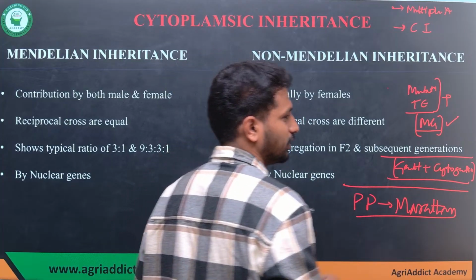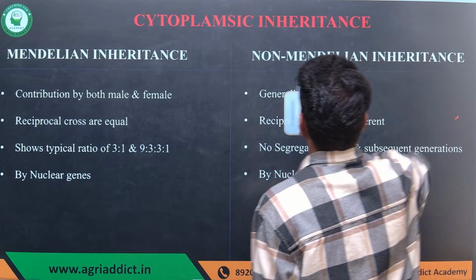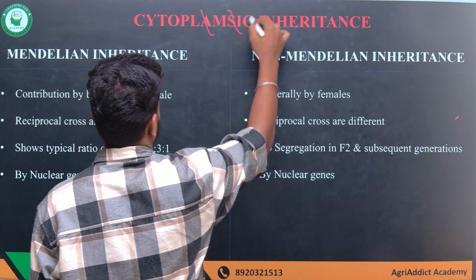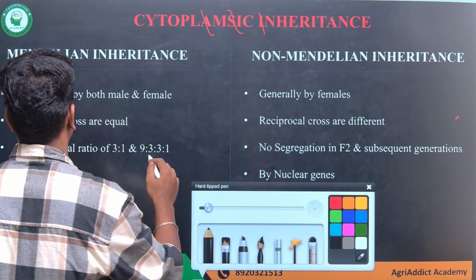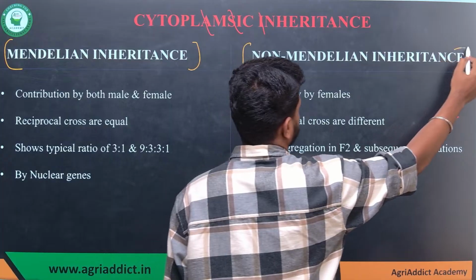Okay, fine. So let's begin today's class. Today I'll be starting with cytoplasmic inheritance. Before going directly into cytoplasmic inheritance, let's discuss two different categories. One is called Mendelian inheritance, the other is non-Mendelian inheritance. So what is the difference?